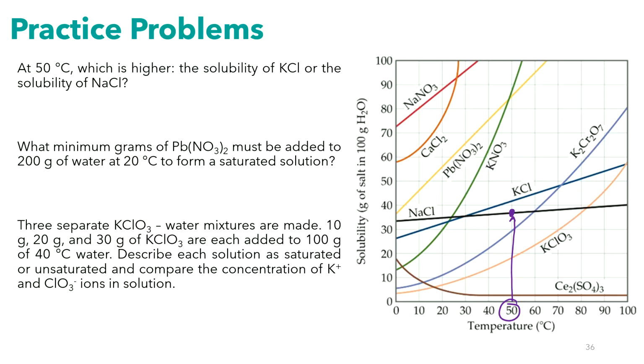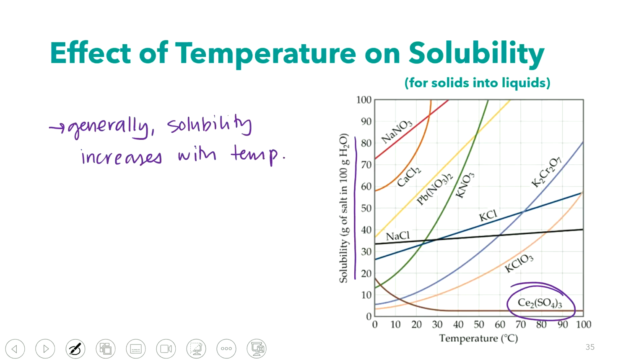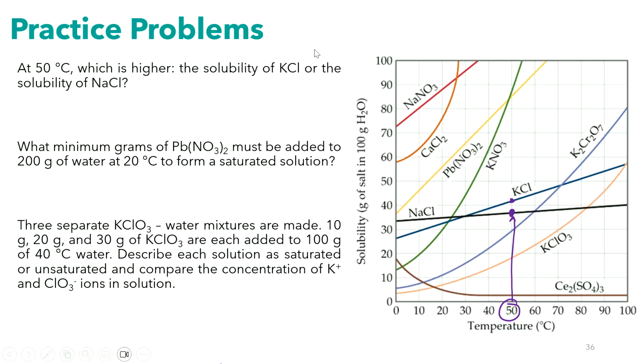A little bit higher up there is KCl. Let's call that like 42. So my solubility of KCl is a little bit higher than my solubility of NaCl. Does that feel comfy? Higher up, more soluble. So the solubility of KCl is greater. That's like 42 grams per 100 grams of water, and this one was only like 36.